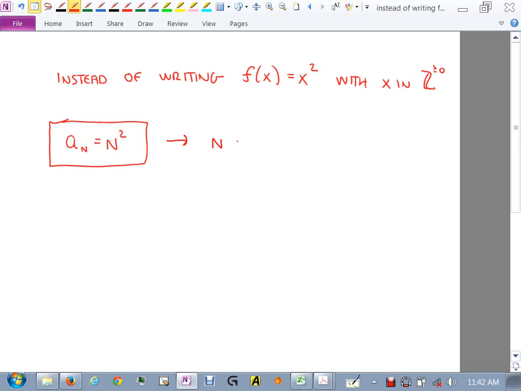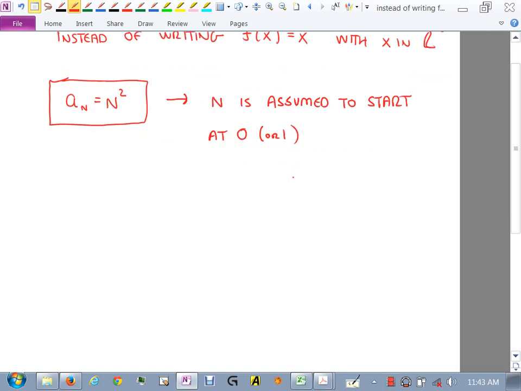But when you write it like this, n is assumed to start at 0 or 1. It depends. Sequences can start at 0 or 1, or you can start at 2. It doesn't matter, but the important thing is that the n is a non-negative integer. Does that kind of make sense? So it's just notation. Just notation. Let me continue with this.